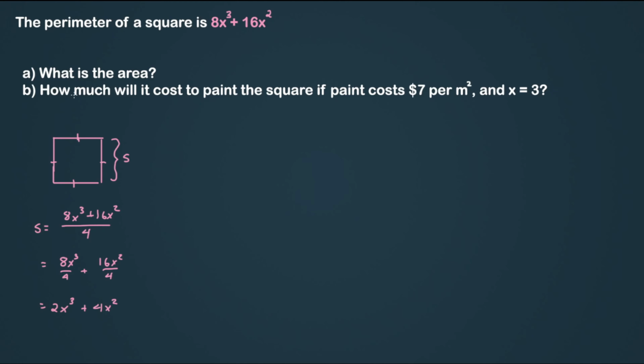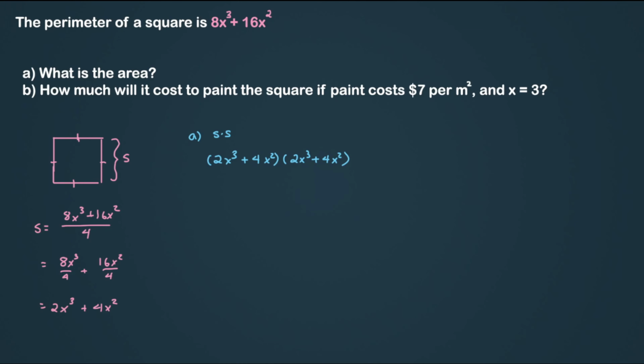All right, so for A, we want to know what the area is. And we know the area of a square, right? You can find that by taking the side and you multiply by another side. So you can say side squared. Here we'll write side by side, so now we just replace the s with this polynomial here. So 2x cubed plus 4x squared times 2x cubed plus 4x squared.